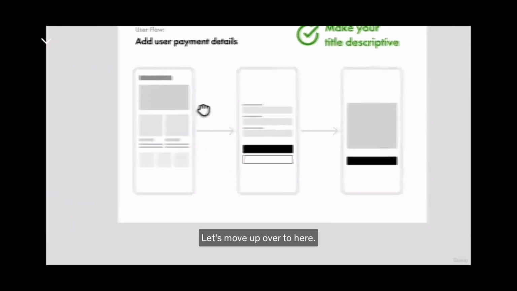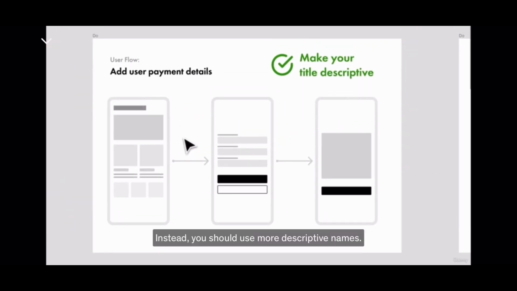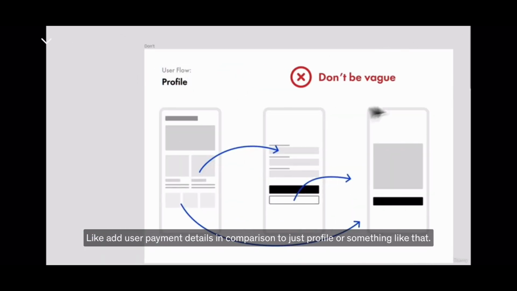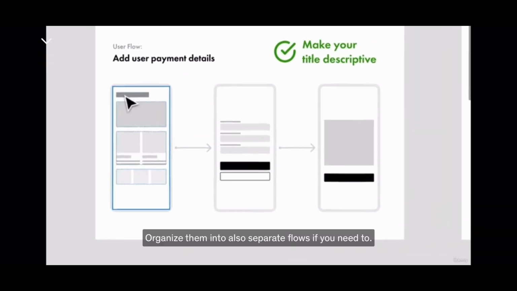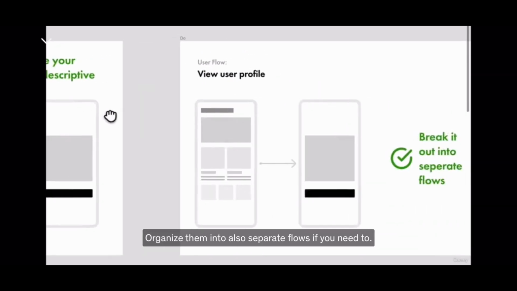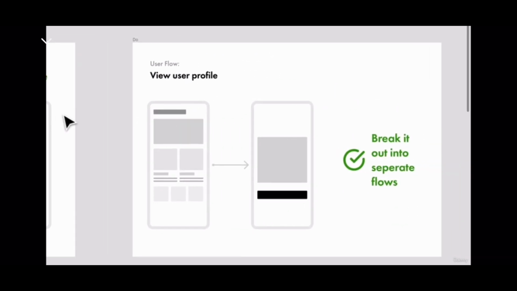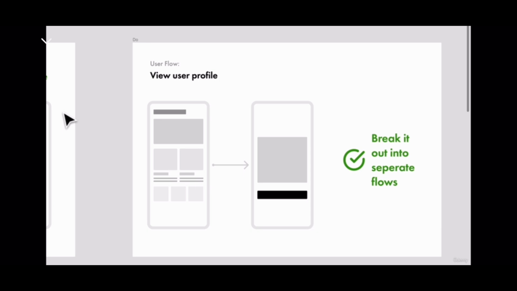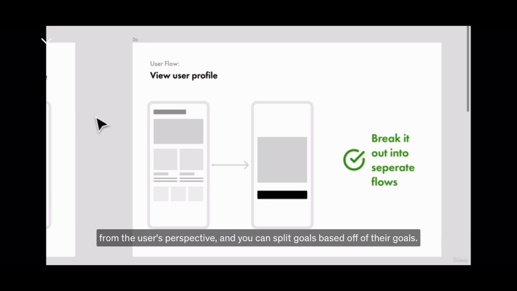Instead, let's move over to here. You should use more descriptive names, like add user payment detail in comparison to just profile or something like that. Organize them into separate flows if you need to. If you have something that's a little bit more complex, by naming your flows, you're able to design from the user's perspective, and you can split goals based off their goals.